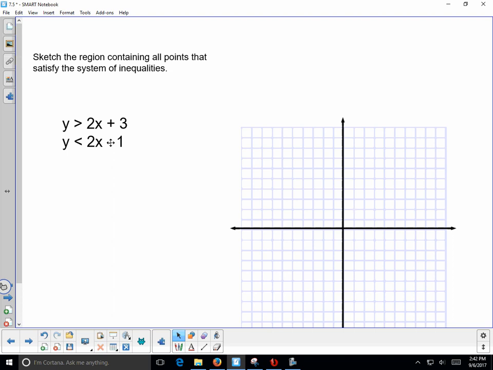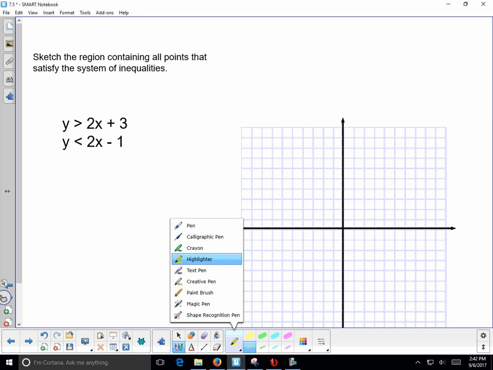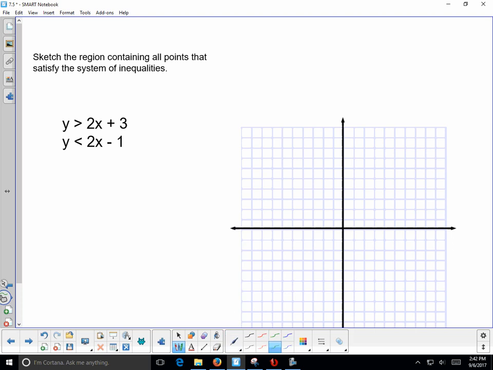So here, both of these are going to be dashed lines because it's just greater than or less than. When I graph these, I'm going to have a y-intercept of 3 and a slope of 2. But now I know that it has to be a dashed line, so I'm going to bring out a dashed line. I'm going to test 0, 0.